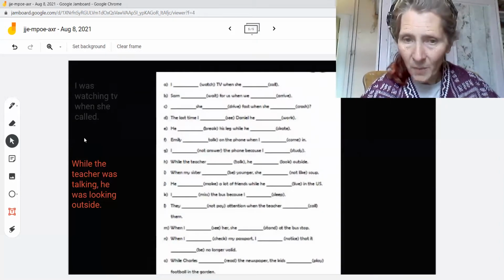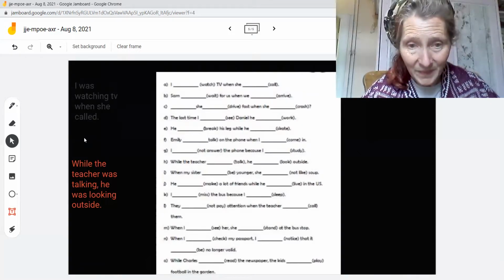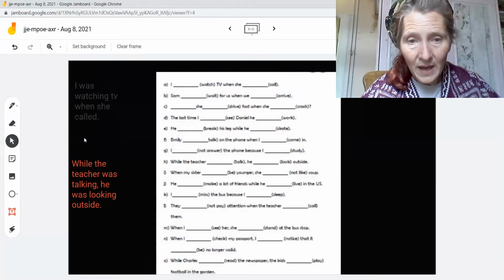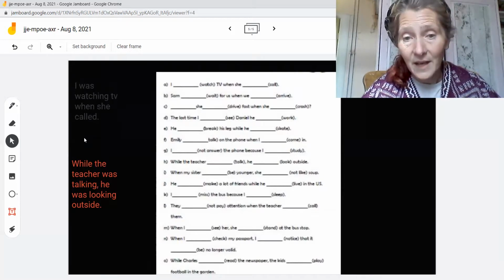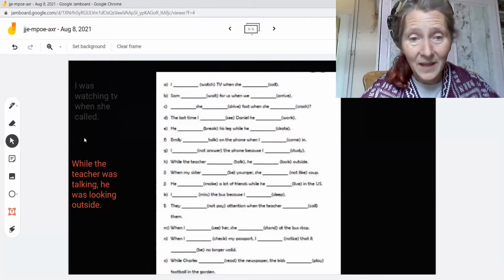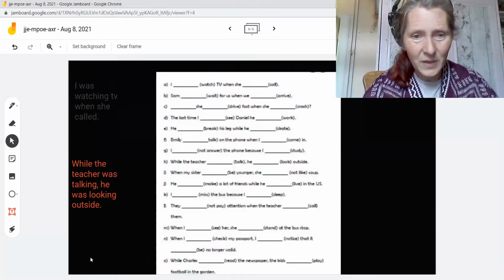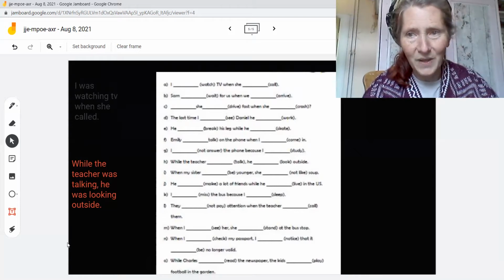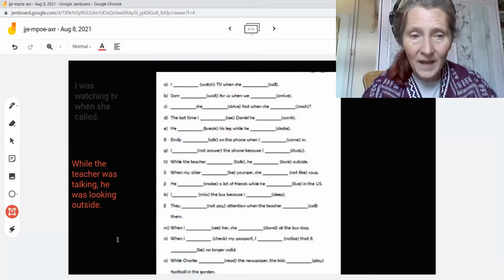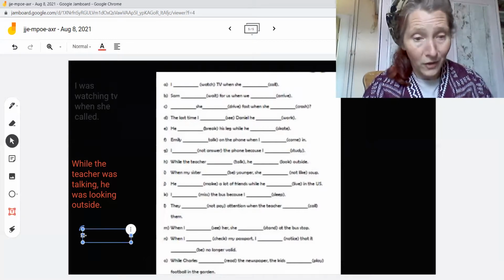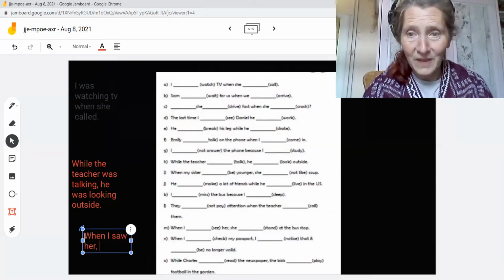Okay, let's try one more. And then you have these on the video that you can practice. Let's look at M. When, and the verb is to see in brackets, her, she stand at the bus stop. Okay, so this one is kind of inverted. We wouldn't say when I was seeing her, she was standing at the bus stop. We would put the first one in the simple past. When I saw her, she was standing at the bus stop.